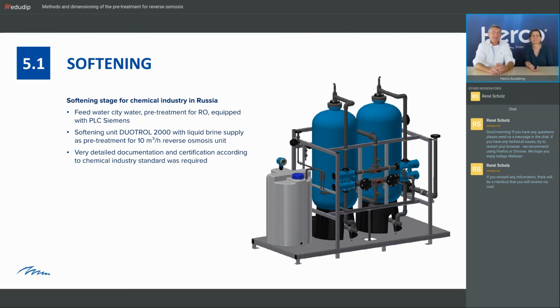Yeah, I remember that it was for a chemical industry in Russia, and the feed water was city water, pre-treated for RO, with a PLC. We had quite a large softener, towards 2000. We learned 2000 means divided by 4, so 500 liters of resin in each softener, with liquid brine supply. So we don't have to wait these 7 hours, because with liquid brine we can regenerate quicker. And we had pretreatment for a 10 cubic reverse osmosis unit.